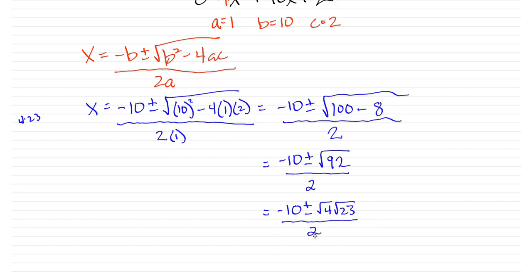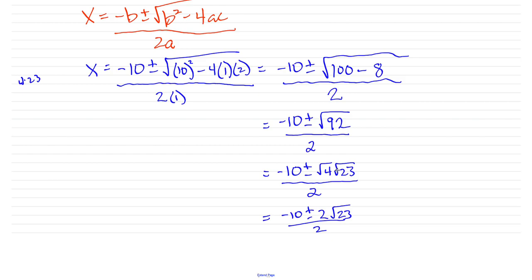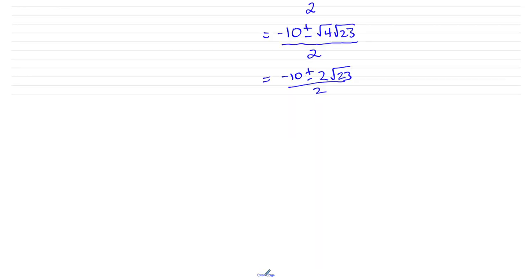Negative 10 plus and minus 2 root 23 over 2. It's a lot of 2's. We're just about done. Oh man, we've got to extend the page.